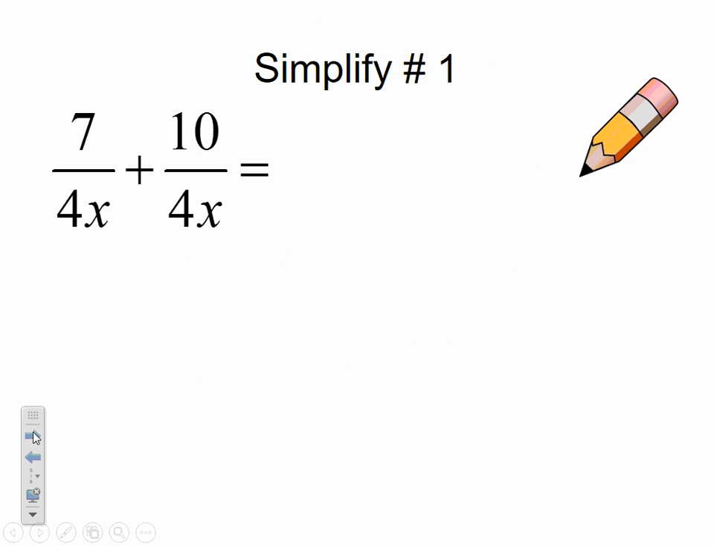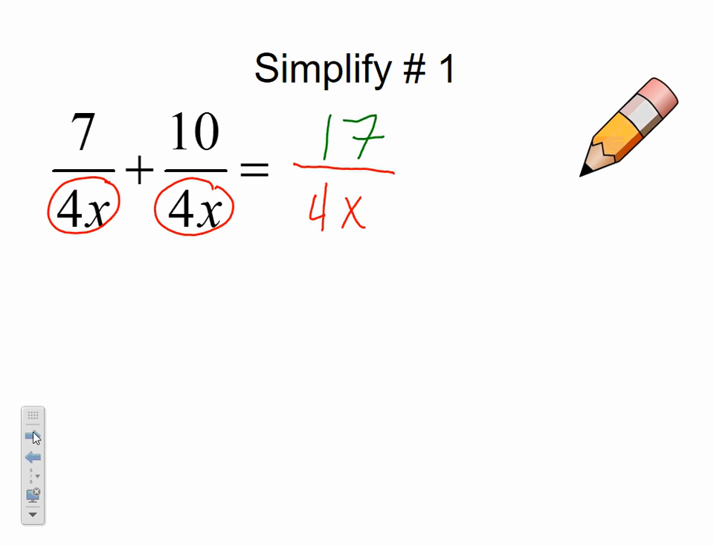Here is our first example. I have 7 over 4x plus 10 over 4x. So really important, our denominator is the same. So that's going to come over here, and I'm going to have it over 4x. Now I'm just going to add my numerators together. I have 7 and I have 10. They're common. I could add them together, so I'm going to get 17. Now I can't simplify 17 over 4x, so then this is going to be my final answer for number 1. Okay, so just 17 over 4x.